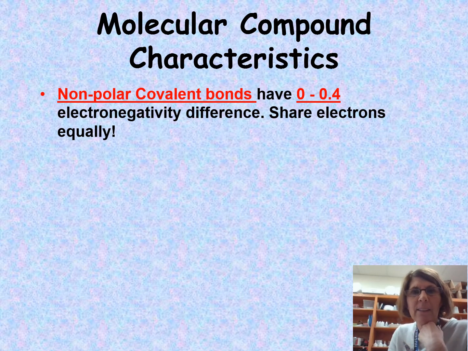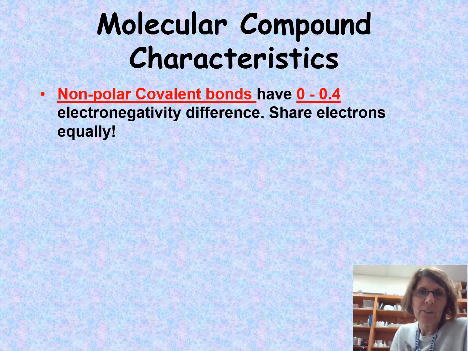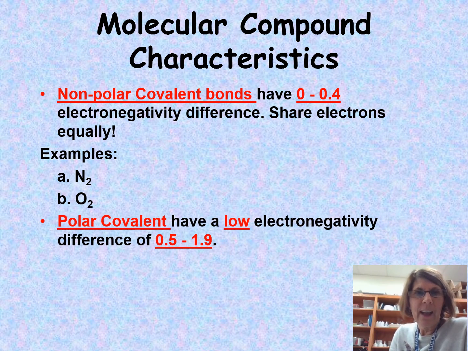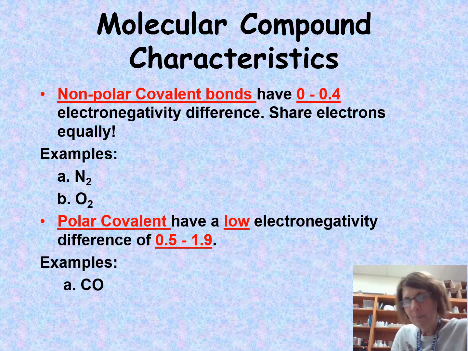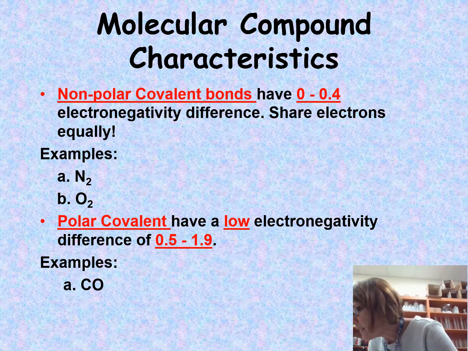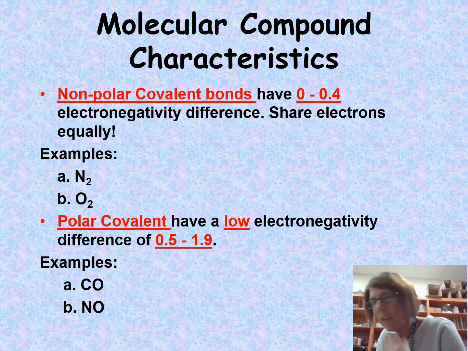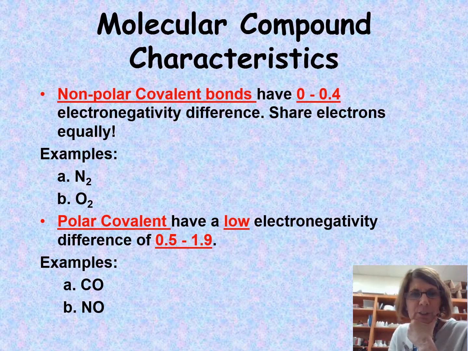So molecular compounds, nonpolar covalent, have 0 to 0.4 electronegativity difference. They share equally. Some examples are N2 and O2. They have the same electronegativity, so there's no difference. Polar covalent have a low electronegativity difference. Some examples are carbon monoxide. If you look at carbon and oxygen, there's a slight difference. Nitrogen monoxide also has a low difference. So those two are polar covalent.